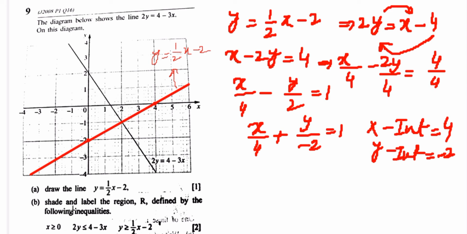Shade and label the region defined by the following inequalities: x greater than or equal to 0. The corresponding equation to this inequality is simply x is equal to 0, and x is equal to 0 represents the y-axis. So firstly we draw x is equal to 0 here. X is equal to 0 means y-axis.